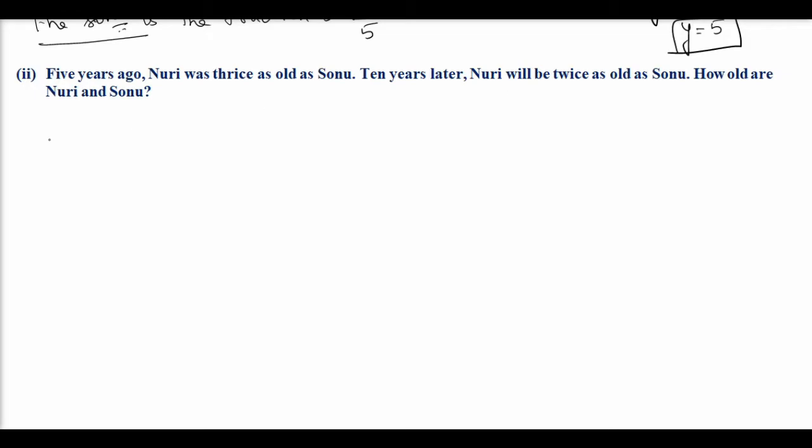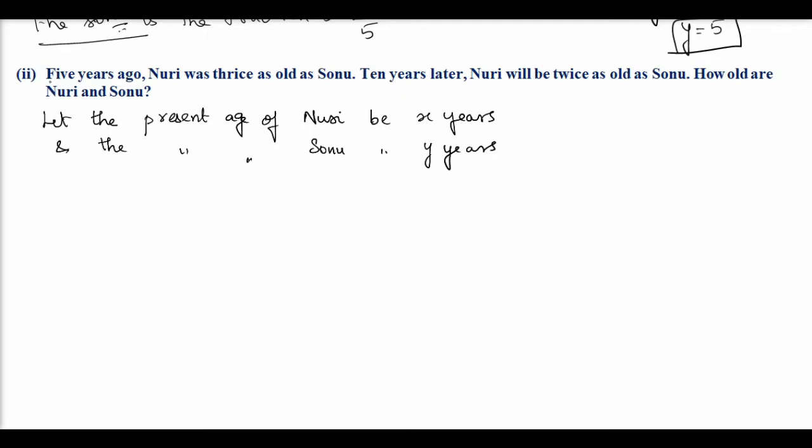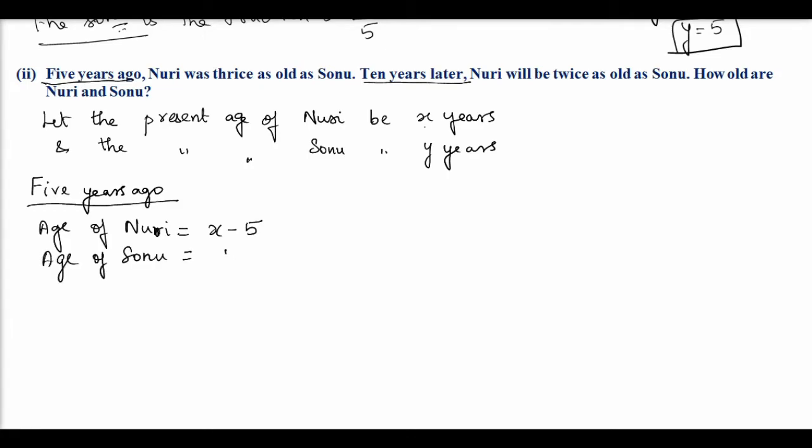So here again it's an age problem. So let's make the assumptions. Let the present ages, always we take the present ages x and y, isn't it? So let the present age of Nuri be x years and the present age of Sonu be y years, right? Okay, now given 5 years ago and 10 years later. So let's see what are their ages 5 years ago. Age of Nuri will be x minus 5, isn't it? Because now she is x years, so 5 years ago she will be x minus 5. And age of Sonu will be y minus 5, right?